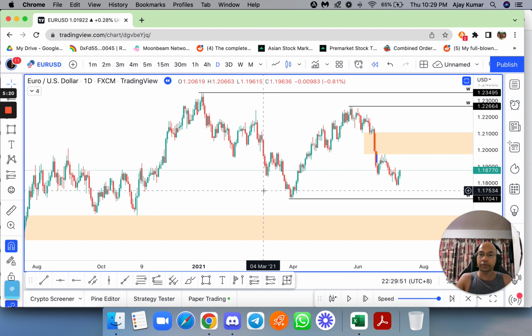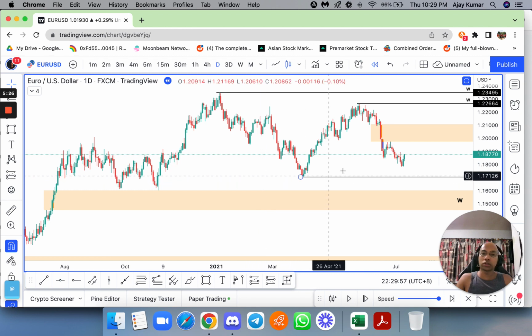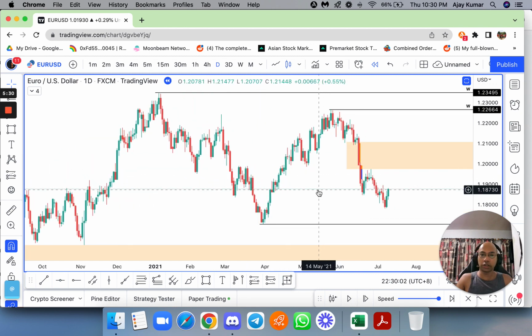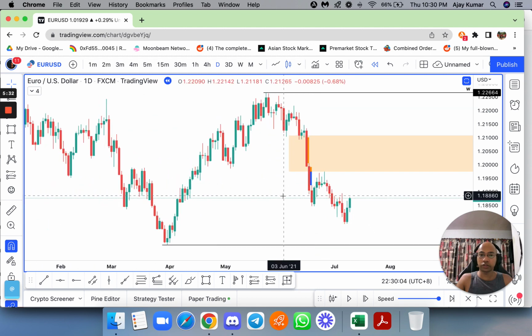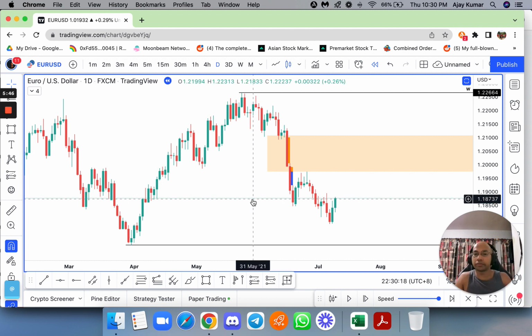So basically I'm just going to do only that strategy. I'm not going to try out any other half-hearted strategy. I'm just going to fix on that. I'm going to wait for the sweep, preferably at a point of interest, and then wait for a market structure break on the lower time frame, and then enter at the fair value gap on the lower time frame.